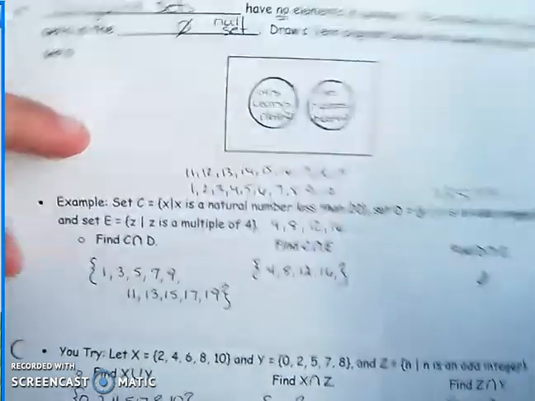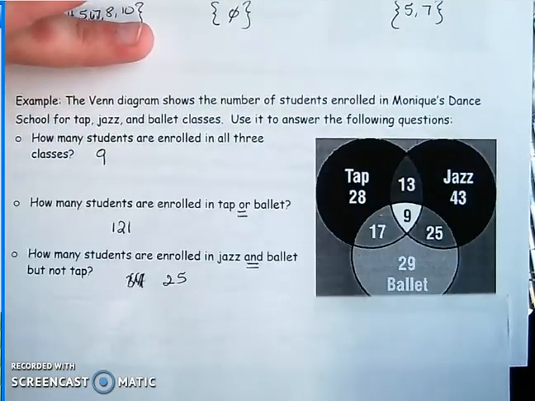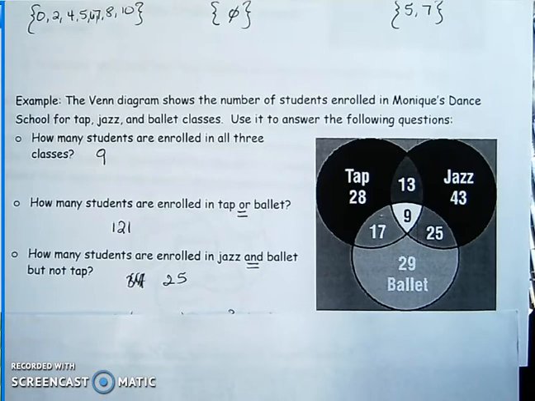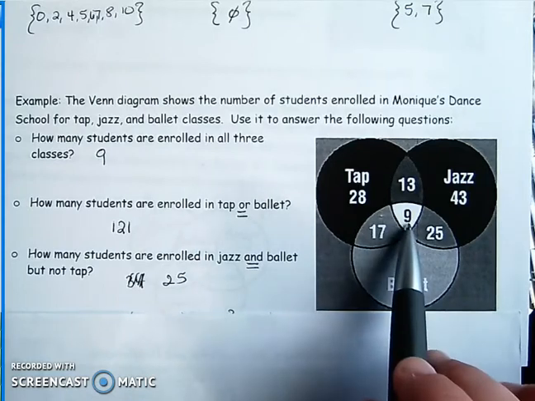Now, we are going to look at an example where you're given a Venn diagram and asked a bunch of questions. This Venn diagram represents the people enrolled in a dance class for tap, jazz, or ballet. We're going to use it to answer any of the questions. How many students are enrolled in all 3 classes? Well, that's the overlap of all 3 bubbles, so that has to be 9.